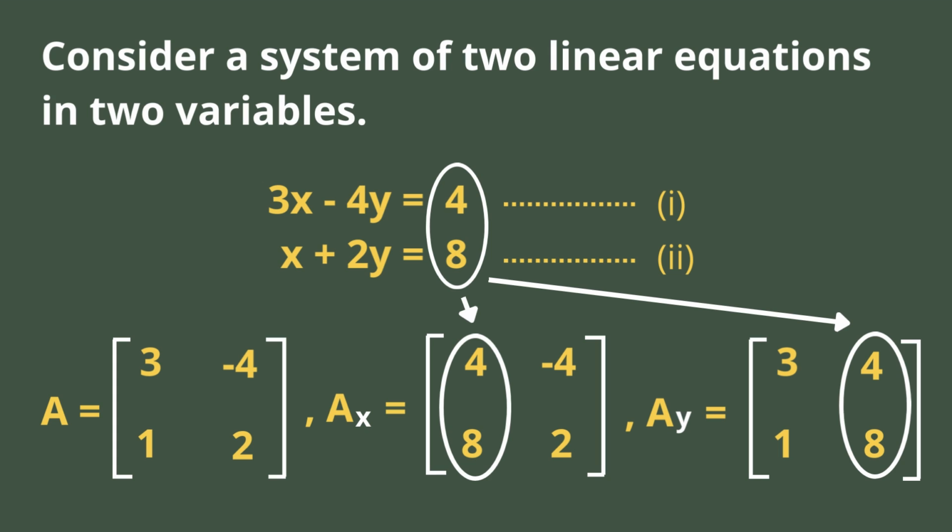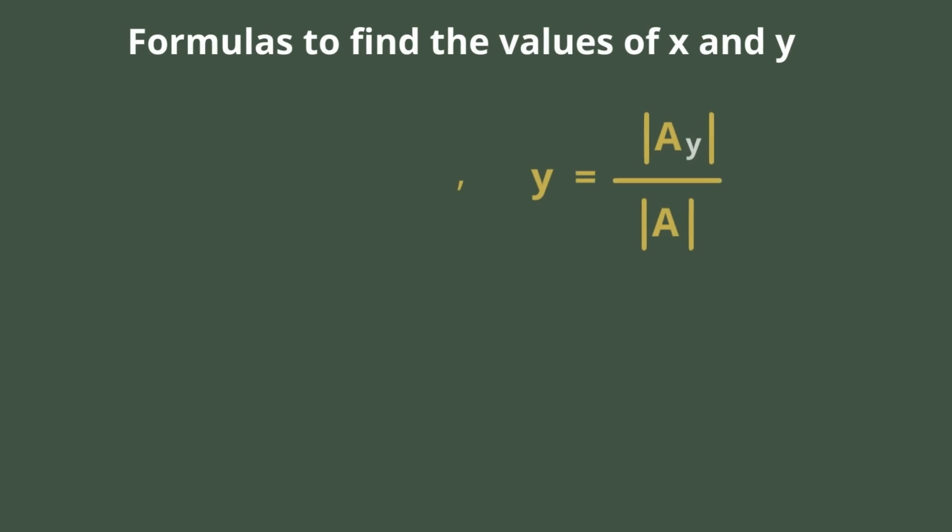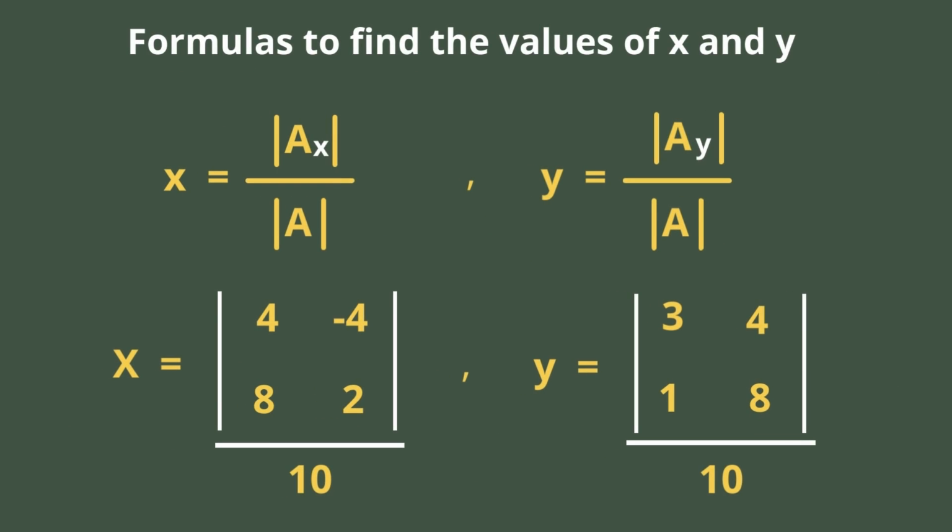As you can see both of the equations below. Here we have three matrices, that is matrix A, matrix AX, and matrix AY. Matrix A is comprised of the coefficients of x and y in equation 1 and equation 2. In matrix AX, the first column is replaced by the constant column, that is 4 and 8 in both of the equations, and the second column is placed as it is. In matrix AY, the first column is placed as it is and the second column is replaced by the constant column 4 and 8. First we will find the determinant of the matrix A.